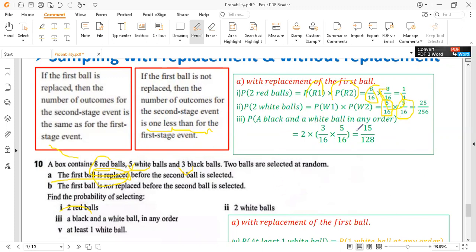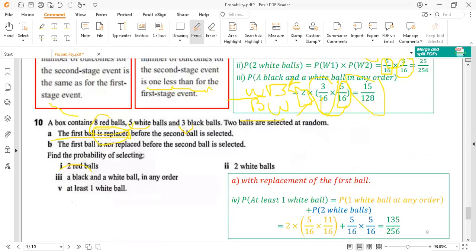A black and a white ball in any order. So we can have a white and a black, or a black and a white. So we have 2 different results for the same probability, because for the white we have 5 over 16, and for the black we have 3 over 16. So we multiply this probability by 2, or we can say 3 over 16 times 5 over 16 plus 5 over 16 times 3 over 16 to obtain 15 over 128.